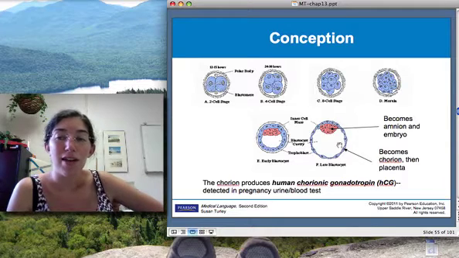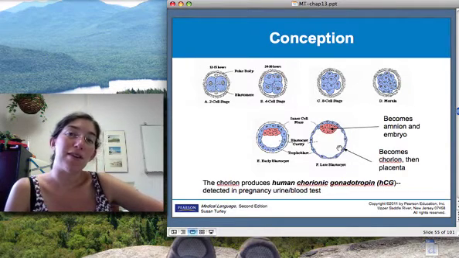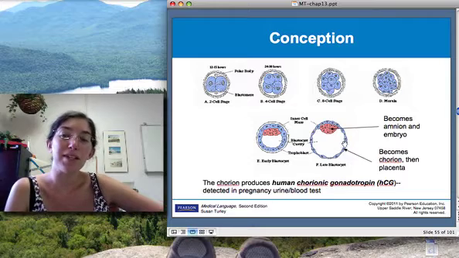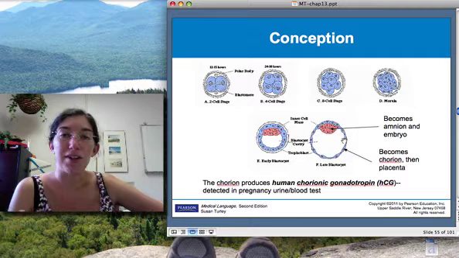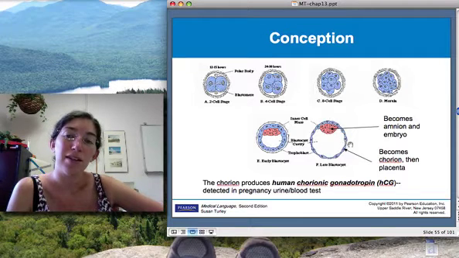You don't need to know that. And that's what becomes the chorion and the placenta, the tissue that attaches itself to the uterus and then serves to feed and nourish the developing fetus.